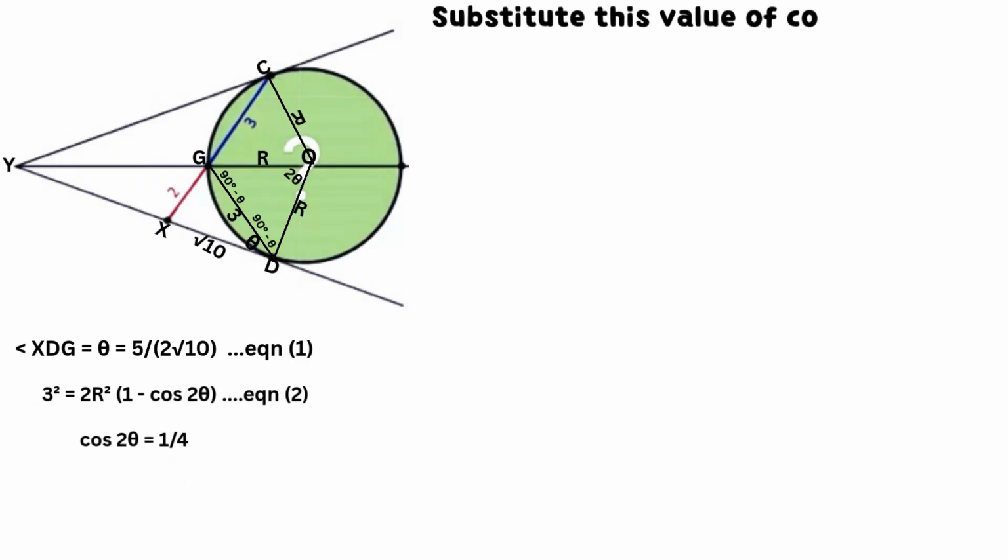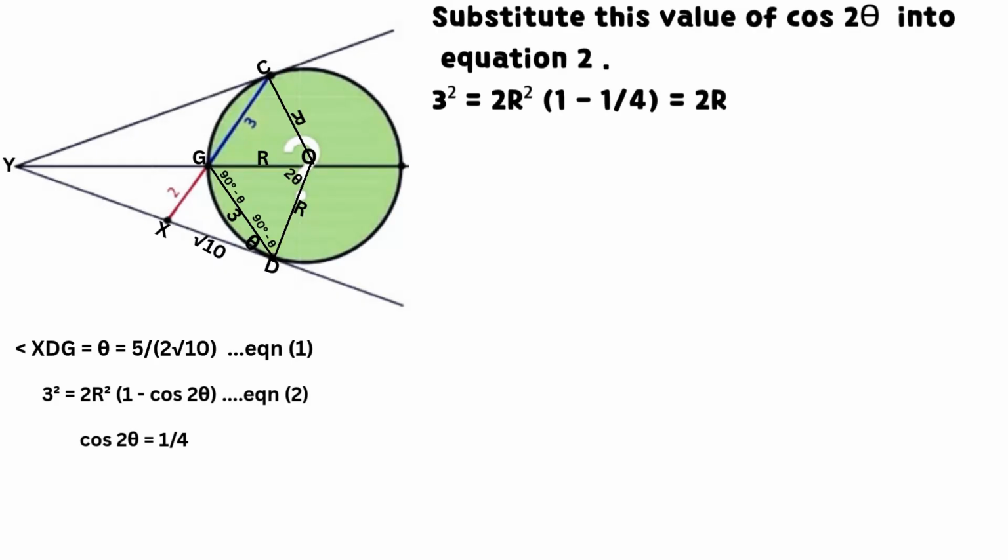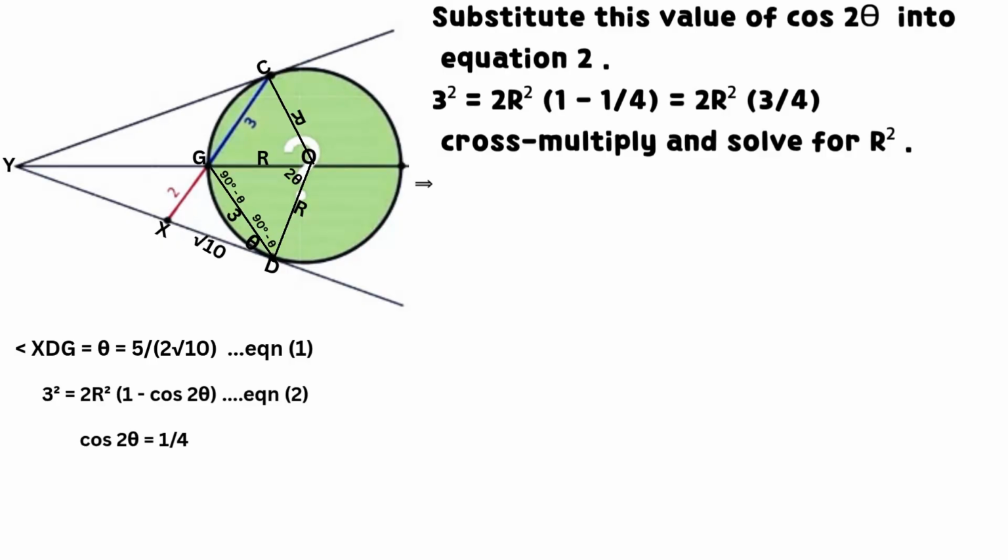Substitute this value of cos 2 theta into equation 2. We have that 3 squared equals 2 times r squared multiplied by 1 minus 1 over 4, which equals 2 times r squared multiplied by 3 over 4. Cross multiply and solve for r squared. This implies that r squared equals 9 times 4, all divided by 2 times 3, which equals 6.